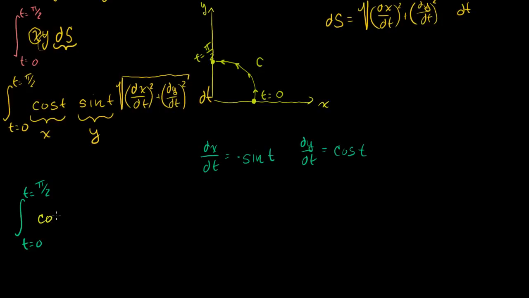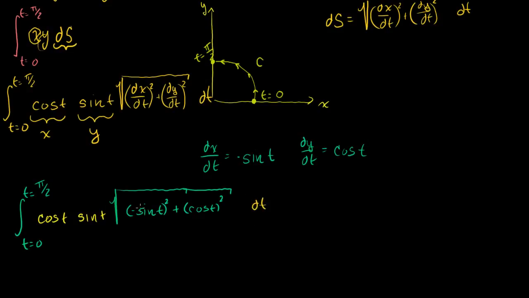Cosine of t, sine of t, cosine times sine, that's just the xy, times ds, which is this expression right here. And now we can write this as the square root of the derivative of x with respect to t, which is minus sine of t, and we're going to square it, plus the derivative of y with respect to t, that's cosine of t, and we're going to square it, all of that times dt.